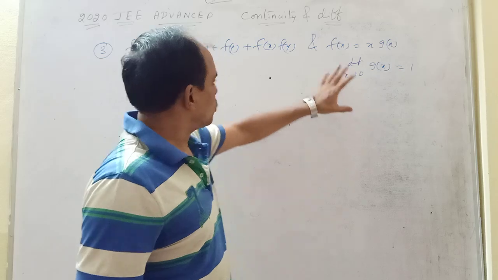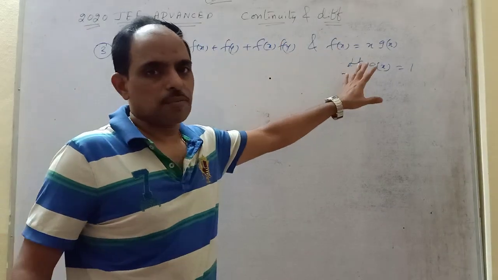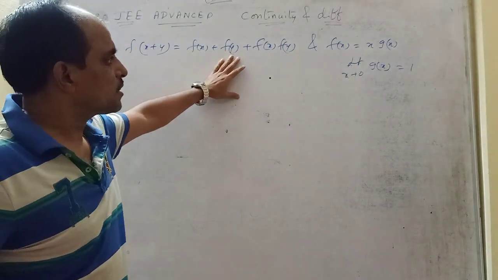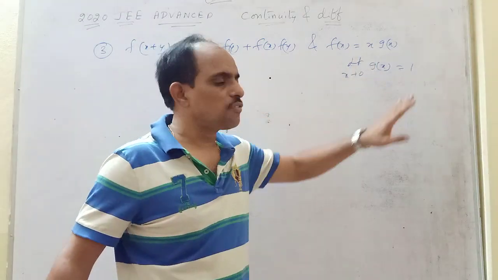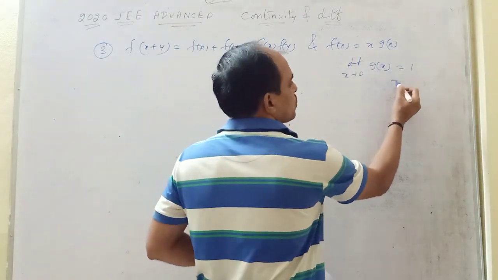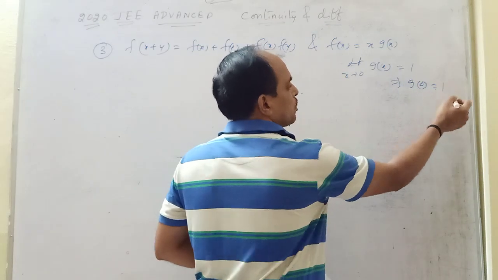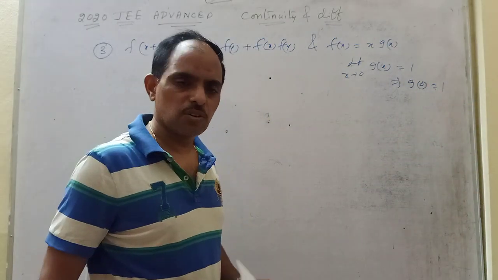Okay, this is the information that was given in the question. f(x + y) is defined like this, and f(x) is defined like this, and the limit as x tends to 0 of g(x) is equal to 1, which means from this we can write g(0) is equal to 1.